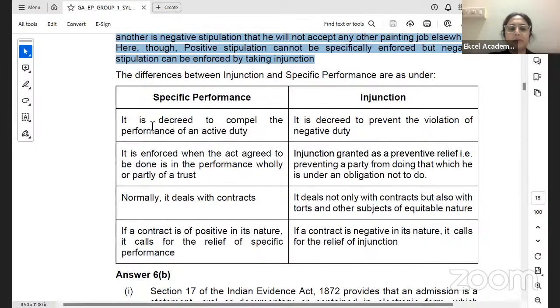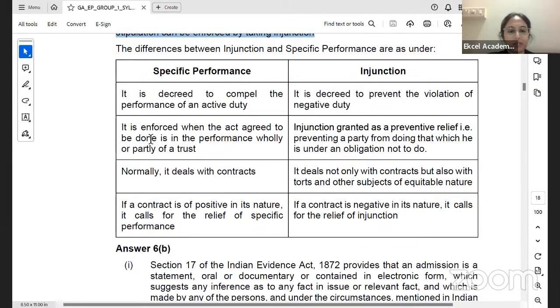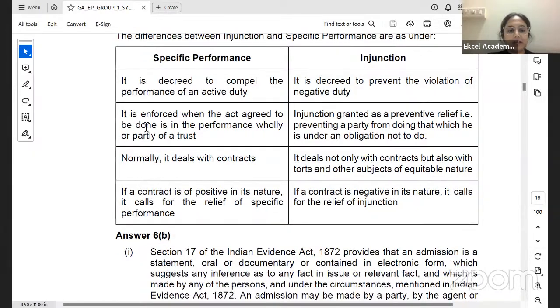Okay, so specific performance means what? It is decreed to compel the performance. Injunction means we are preventing the violation of a negative duty. I have said I will not work for anybody else during this month. Then, by taking an injunction, you can stop me if I have entered into a contract with anybody else. Specific performance is doing a duty. This is more negative in character. Then it is enforced when the act is agreed to be done.